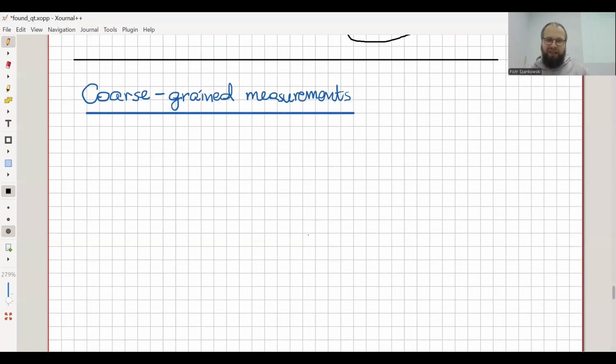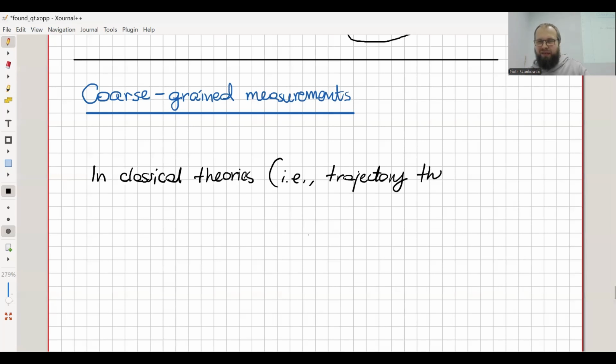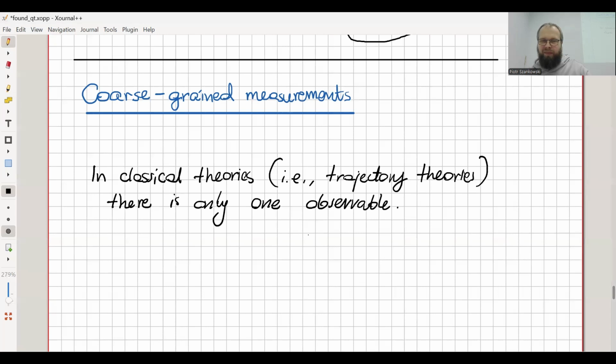There is this very peculiar thing that in classical theories, that is, trajectory theories, there is only one observable. Okay, so what does it mean?